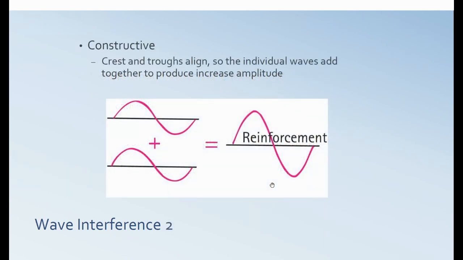And we can have either constructive interference or destructive interference. So let's look at constructive first. If we have two waves occupying the same space and time, and let's say their crests and troughs align, in this case we would add the individual waves together. If they are aligned perfectly, where their crests and troughs align, then they're actually going to double their amplitude. They're going to increase amplitude.